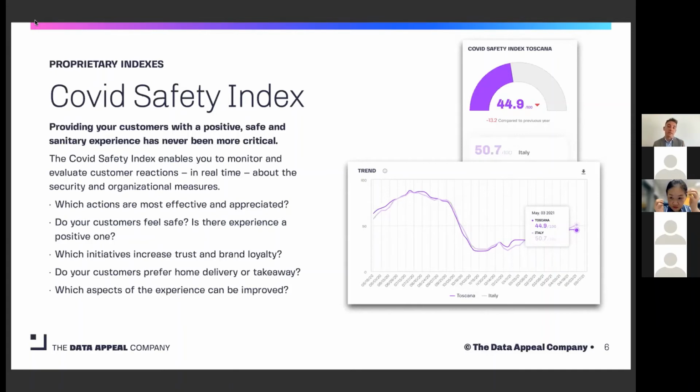As you can see from this particular example, we can also pair the actual region that we're doing the safety index for, comparing it to, in this case, Italy, or it could be done against a particular competitor or any other destination that you may choose.